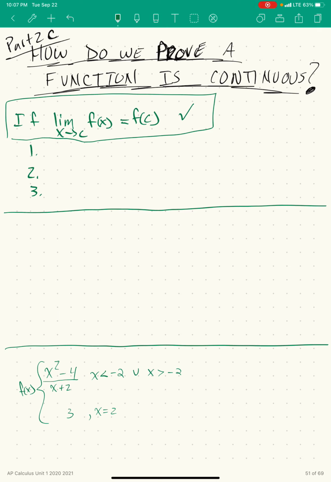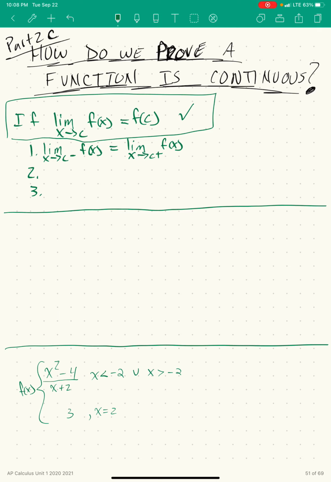Step 1, we need to prove that the limit itself exists. The limit as x approaches c from the left is the same as the limit as x approaches c from the right. Meaning we can't say a limit exists until we can prove the limit itself exists. So we check it from the left, we check it from the right. If it's the same value, boom, yes, the limit exists.